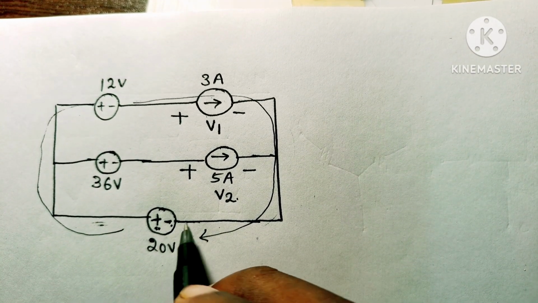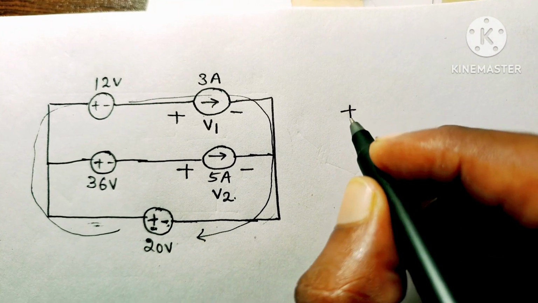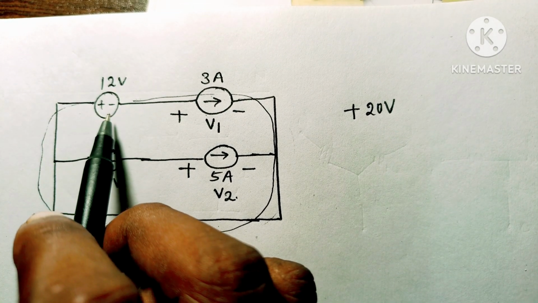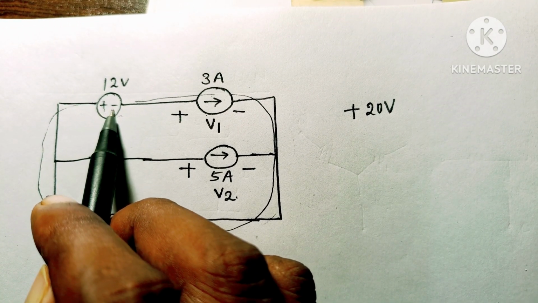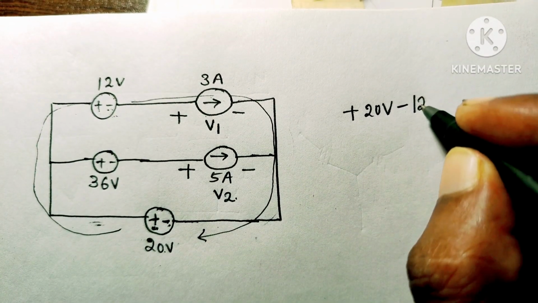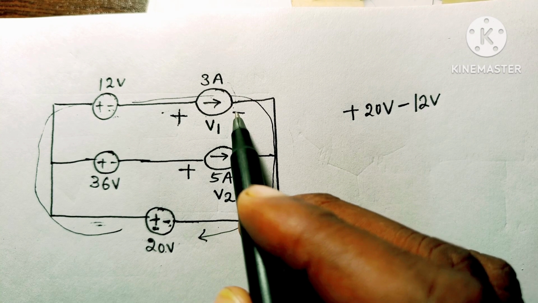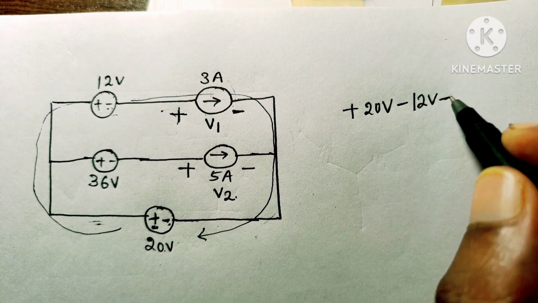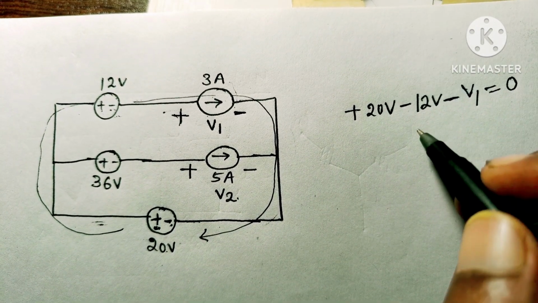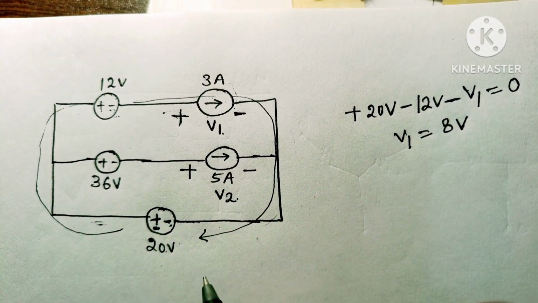Let's see how to write it. If we move across this source, the positive sign appears after the negative sign, so the second sign is positive, and this is the 20 volt source. If we move on, we come to the 12 volt source. Here the positive sign is first and the negative sign second, so we write minus 12 volt. For this source, the positive sign comes first and the negative sign second, so we write a negative sign, and this is V1. After that there is no element, so it is equal to 0. From here we can find V1 equal to 8 volt.